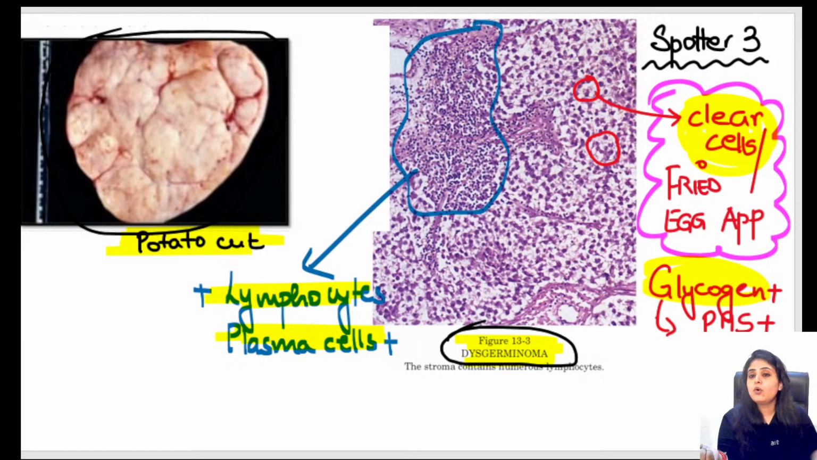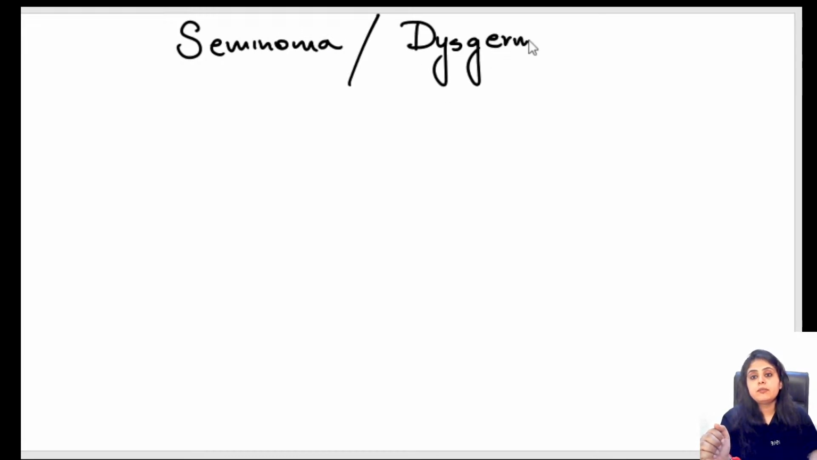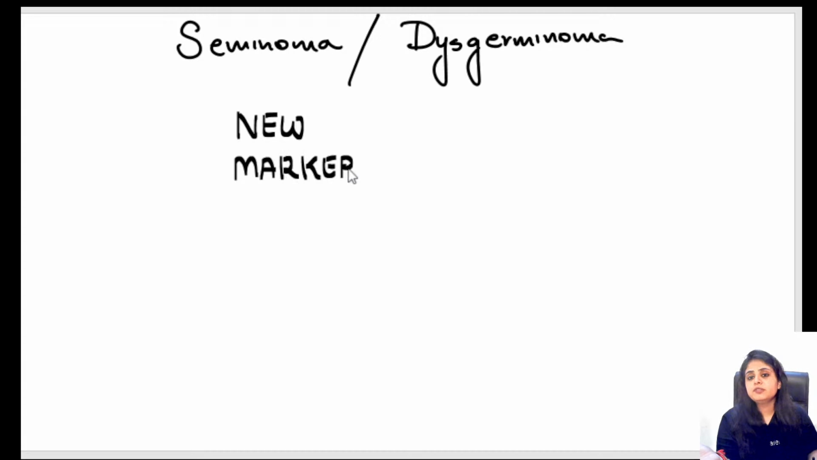But before that, all the students who are planning to write INI-CET, I want to ask you, whether you are dealing with seminoma in the testis or dysgerminoma in the ovary, can you tell me a list of all the markers, the new markers that are positive? All the new markers, because this will help you in your INI-CET exam a lot. And there's a very famous mnemonic that I teach you guys. That mnemonic is 1, 2, 3, 4, 5.